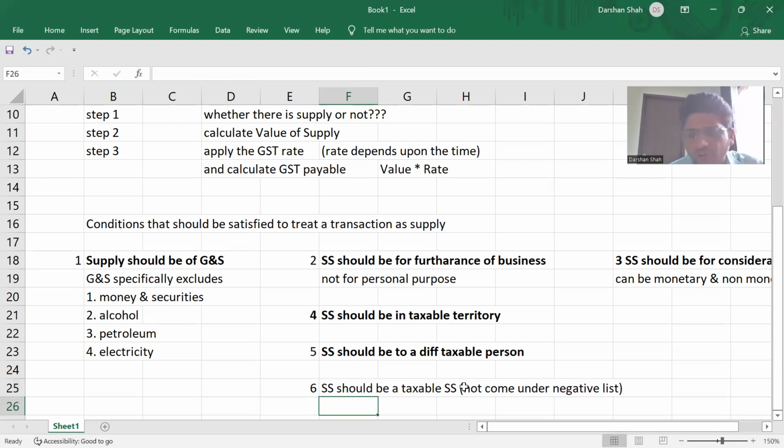So it should not come under the negative list. Can you give me a couple of examples of the negative list, if you guys remember? Funeral service.